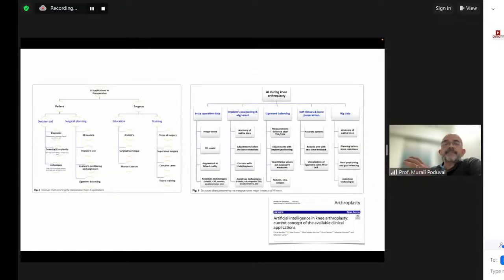real-time alignment. I like this figure from Bilateral et al., a 2022 paper from the journal Arthroplasty, which is why I decided to put it up here. It tends to summarize what happens in the preoperative and the intraoperative parts and where the algorithms play. If you look at the preoperative aspects, we have decision aid, that is clinical decision making, surgical planning using 3D models, implant sizing, implant position, ligament balancing, and all that. And for the surgeons, education and training. These two aspects are significant areas in the preoperative area.